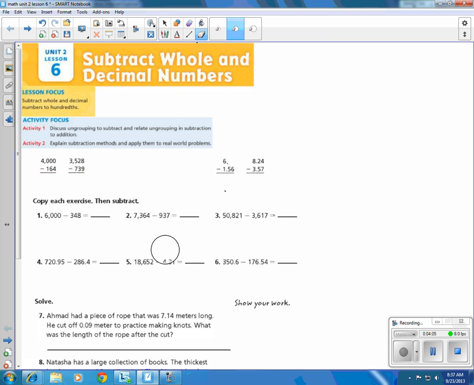Okay, number 3. We have one more whole number example. I'm actually going to skip this one and come down to a couple of the decimal problems, and after we work these first 2 decimal subtraction problems, I'll pause the video and have you guys work number 3 and 6 on your own. So come down here to number 4, 720 and 95 hundredths minus 286.